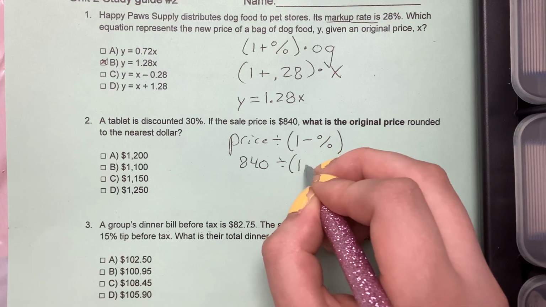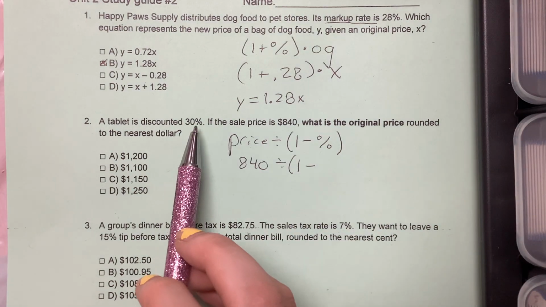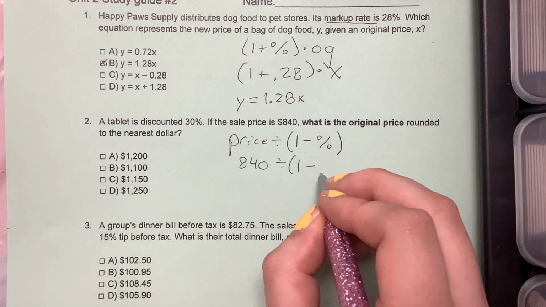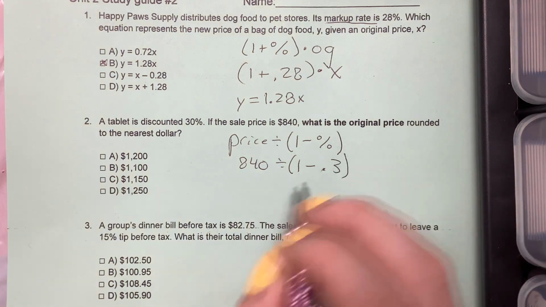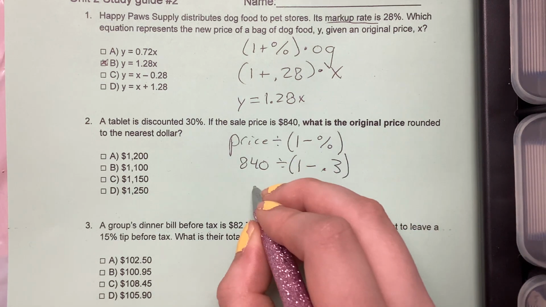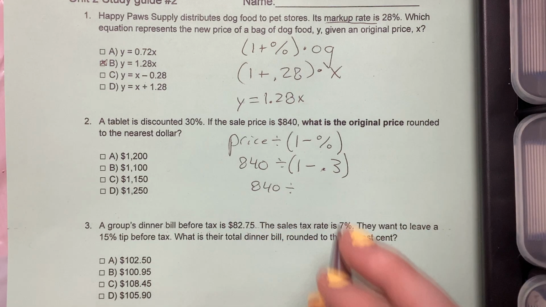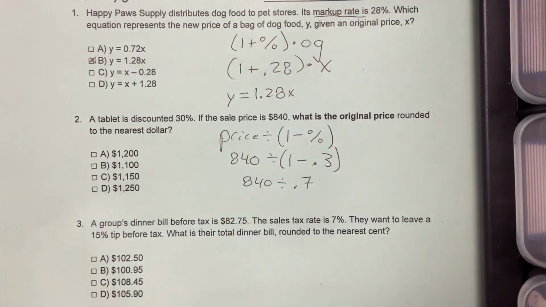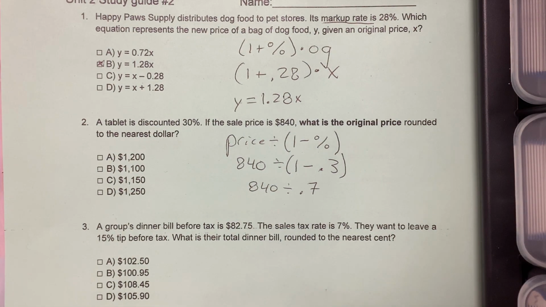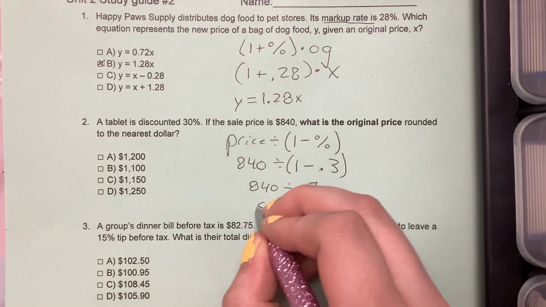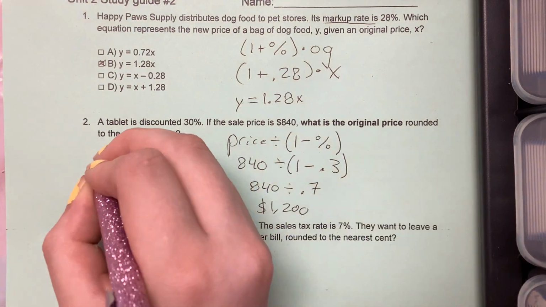divided by 1 minus. Your percent is 30. 30% as a decimal is just 0.3 or 0.30, however you want to say it. 840 stays the same, divided by 1 minus 0.3 is just 0.7. And you'll take a calculator and then you'll divide it. 840 divided by 0.7 is 1,200. A.